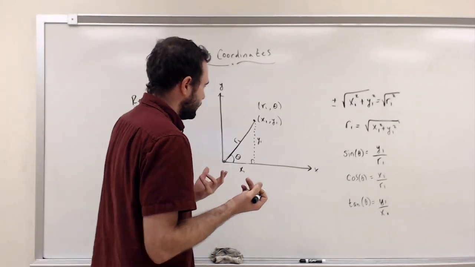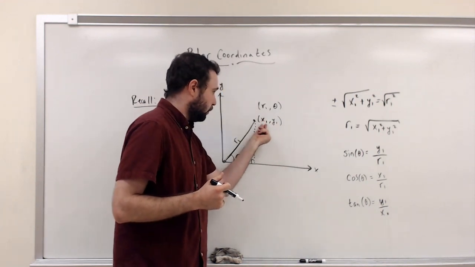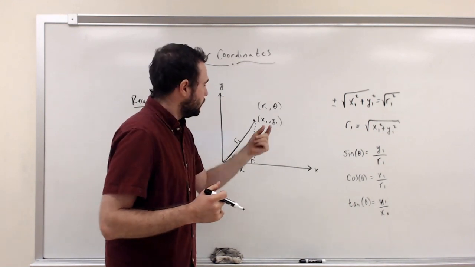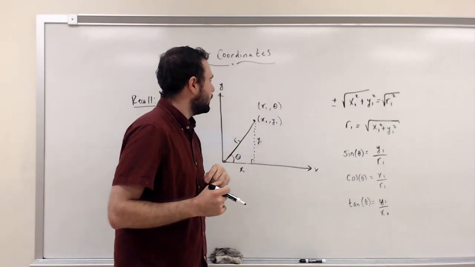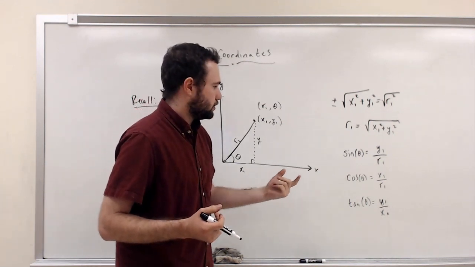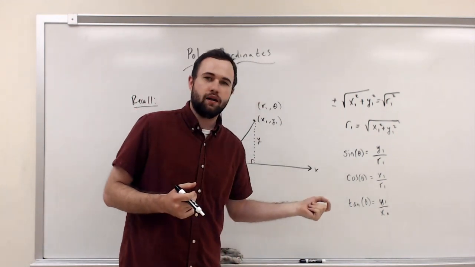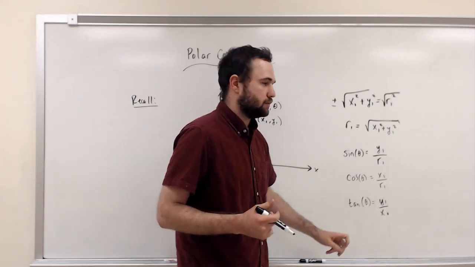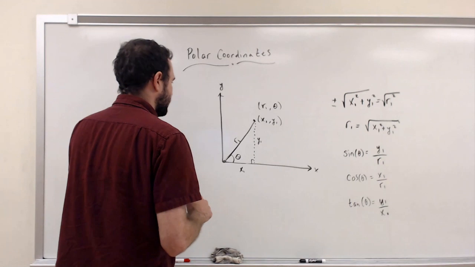So remember, we're assuming we know what x1 is. We're converting a rectangular coordinate to a polar coordinate. We already know what x1 is. We already know what y1 is. And we want to know what theta is. Well, the only function here that has x1 and y1 in it, and also theta, is tangent. Okay, so let's use this real quick. Let me come over here.